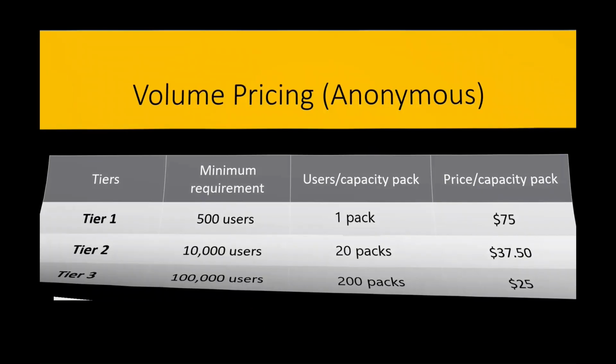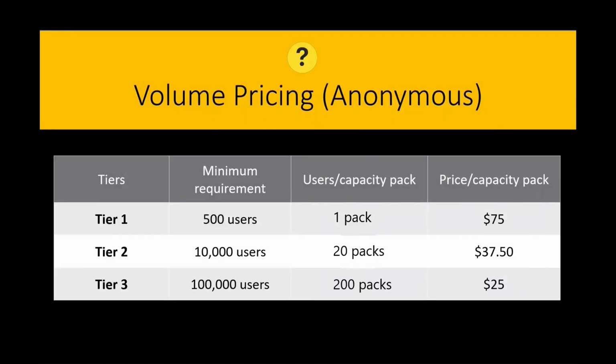Okay, and same with the anonymous users as well. For anonymous user, one pack contains 500 users. So if you expect 500 users to access your website in a particular month, then you can purchase one capacity pack that will cost you $75. And if you're expecting around 10,000 users, then you can purchase the 20 pack license. And for 1 lakh users, you can purchase the 200 packs capacity pack license. So it depends on the pack, and pack is basically the group of users.